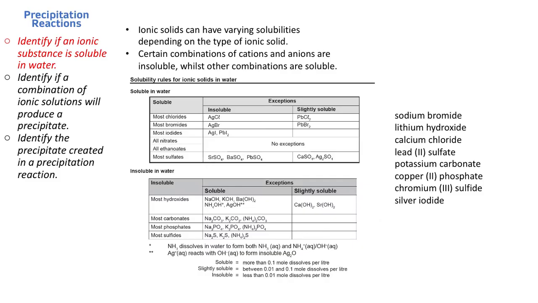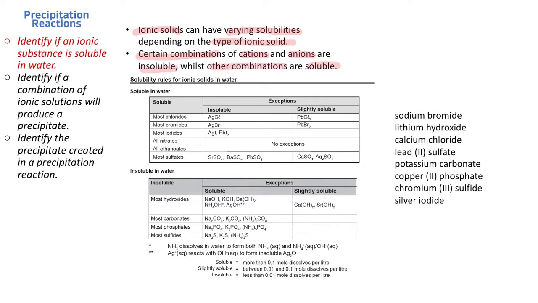Okay, so let's have a look. Ionic solids can have varying solubilities depending on the type of ionic solid. For each ionic solid, you have to check if it's soluble or not. Certain combinations of cations and anions are insoluble, while other combinations are soluble. So we're going to check every single time.